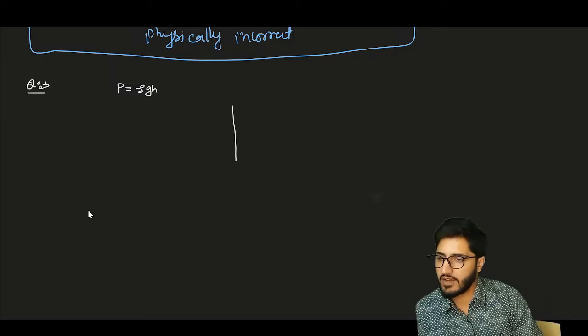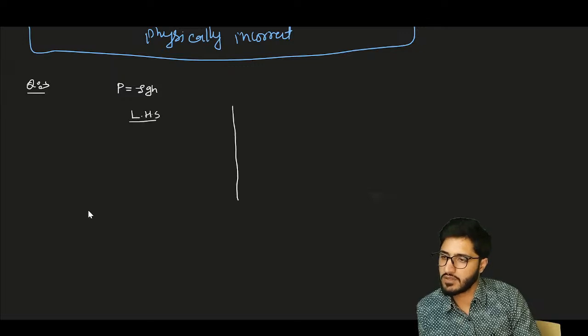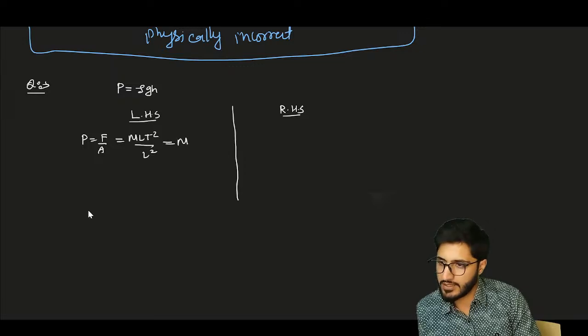So we can divide it into two things. First one is the left hand side and that is the right hand side. In the left hand side we have pressure. Pressure is equal to force per unit area. Force is MLT^-2, area is L squared. So what we get is ML^-1T^-2.